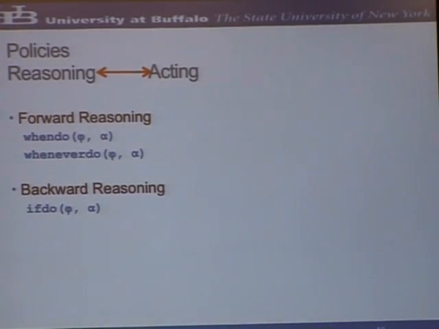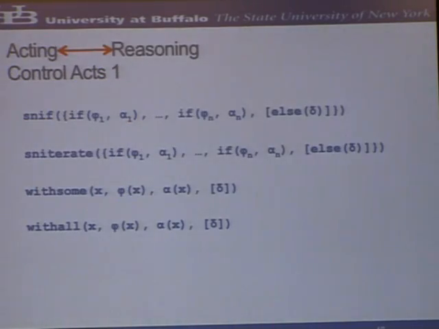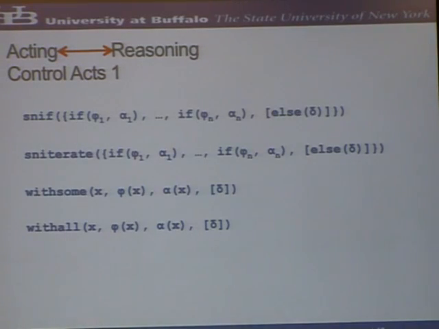And then there's one backward reasoning policy, which I call here if-do. And that is, if you want to know whether phi holds, perform alpha. So alpha is presumably a sensory act. This is the closest we come to the kind of procedural attachment in Prolog. If you want to know whether phi holds, instead of doing inference, perform alpha. And the result of that is presumably a belief about phi. So these connect reasoning to acting. And then there's another set of control acts that connect acting and reasoning.